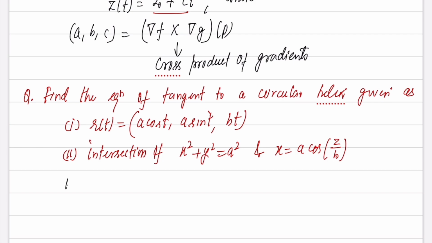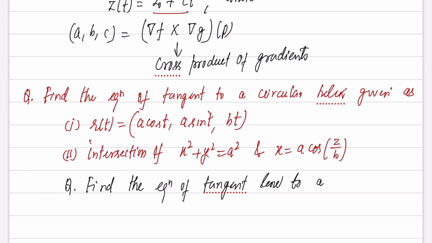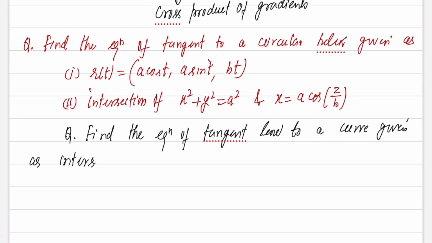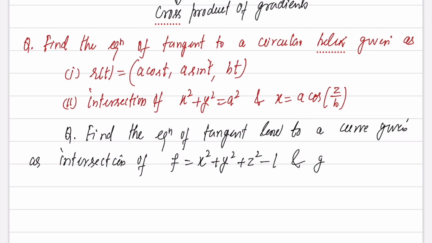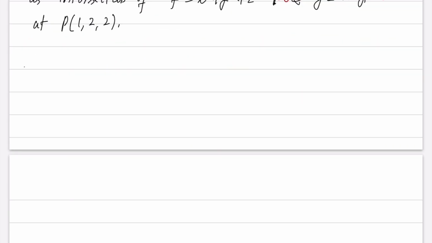Or we may take another question also: find the equation of tangent line to a curve given as the intersection of two surfaces, say f equal to x square plus y square plus z square minus 1 and g equal to z minus y at P with coordinates 1, 2, 2. Now this point 1, 2, 2 lies on the sphere as well as on this plane z minus y equal to 0, or x square plus y square plus z square minus 9 equal to 0. Now let's take the solution.